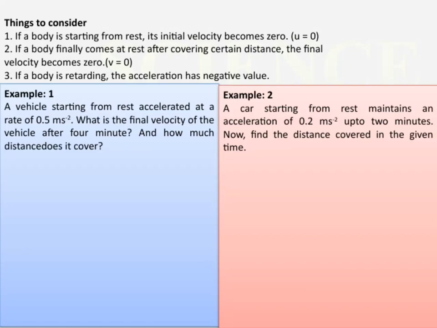Let's look at two examples involving vehicles starting from rest and accelerating. In the first, a vehicle accelerates at 0.5 meters per second squared for 4 minutes. We want to find its final velocity and the distance it covers. In the second, a car accelerates at 0.2 meters per second squared for 2 minutes. Here, we're asked to find the distance traveled.